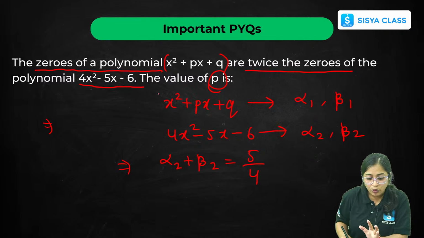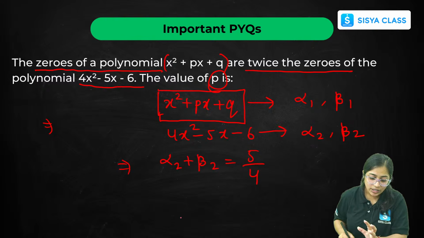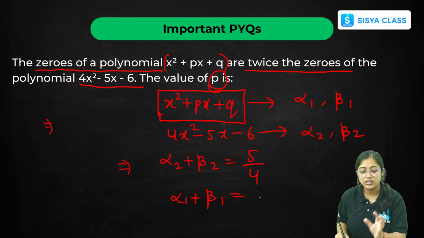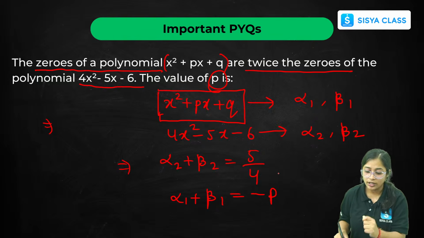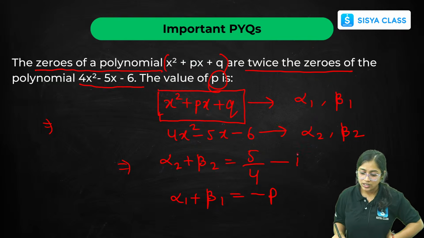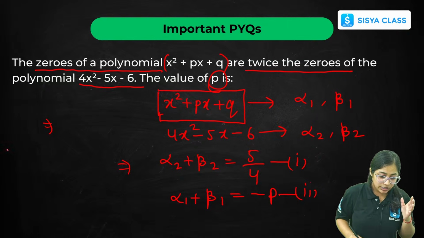Now for this equation, we have assumed that our roots are alpha 1 and beta 1, correct? So what is alpha 1 plus beta 1 we have? Alpha 1 plus beta 1 is minus b upon a, that is minus p, right? So we have two equations here. Let's suppose this is equation number 1 and this is equation number 2, right?